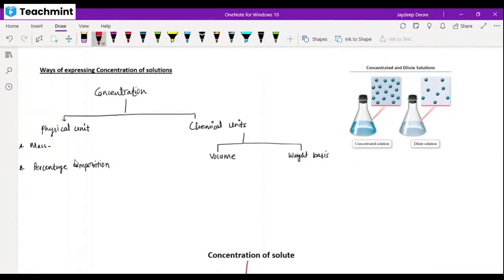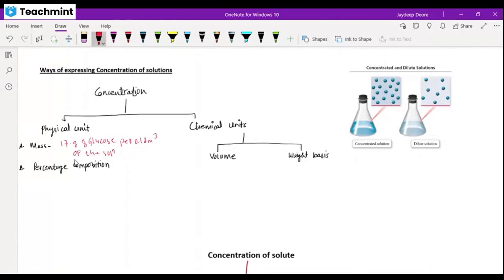Suppose I mention that we have taken a compound, 17 grams of glucose per 0.1 dm cube of the solution. So this is the mass which is present in the liquid, that is 0.1 dm cube. That means 17 grams of glucose is present in 0.1 dm cube. So it is represented by the mass.